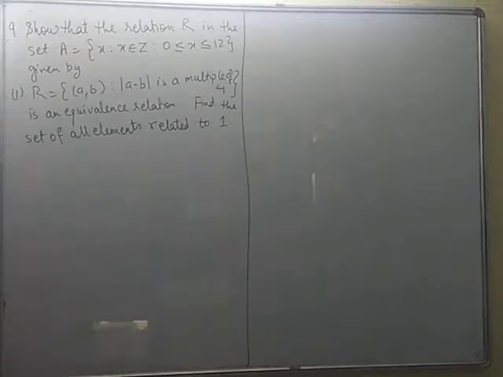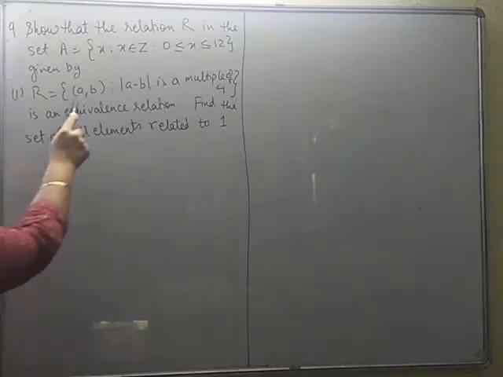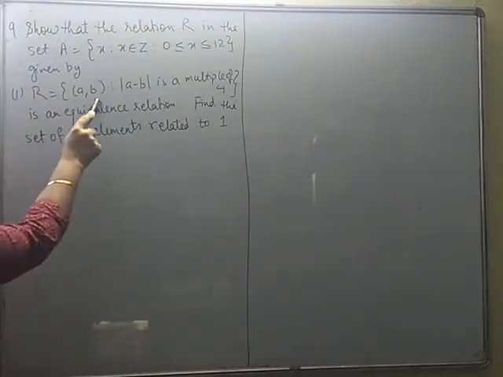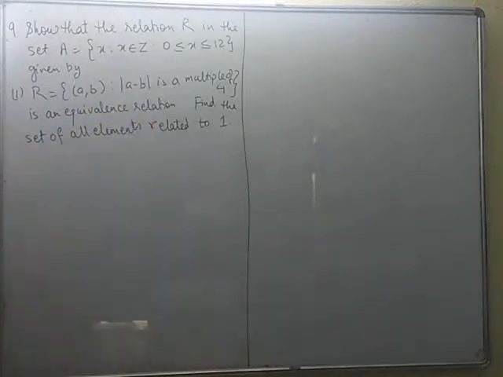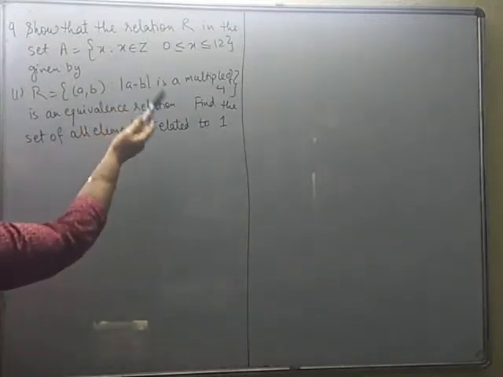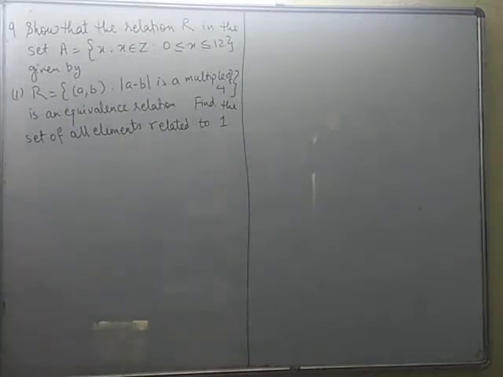Within this set, R is a relation which is defined as containing ordered pairs (a, b), where a and b are integers, such that modulus of a minus b is a multiple of 4. In one of the other questions we did, it was modulus of a minus b is an even number. So it is more of that type only. We'll quickly discuss it, then we'll address its second part.